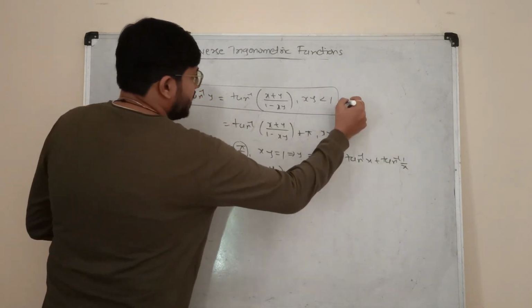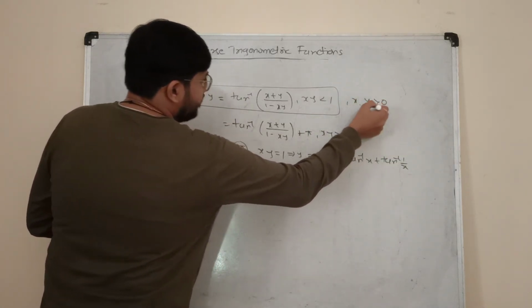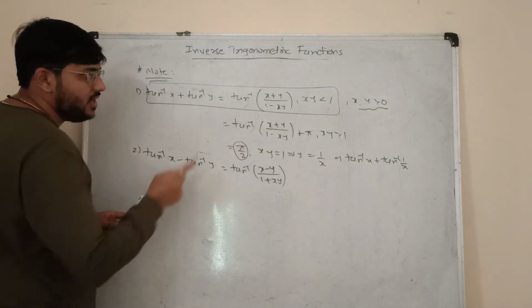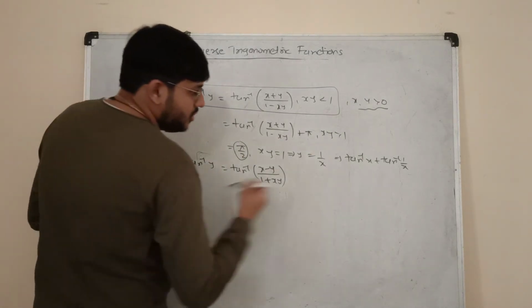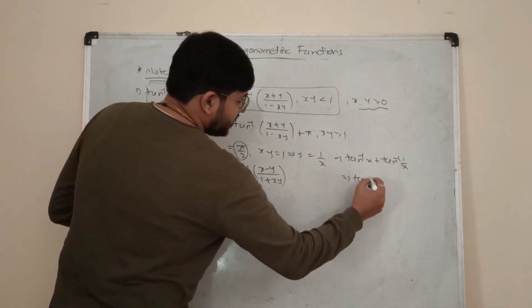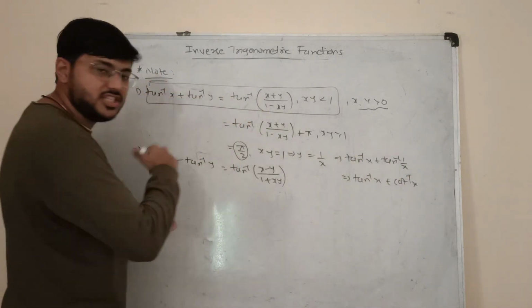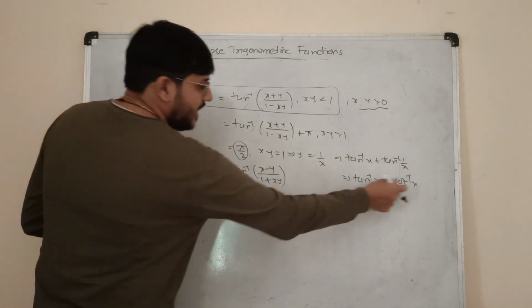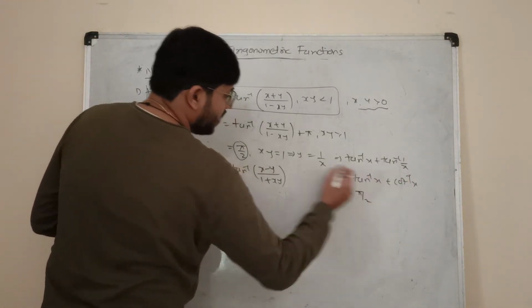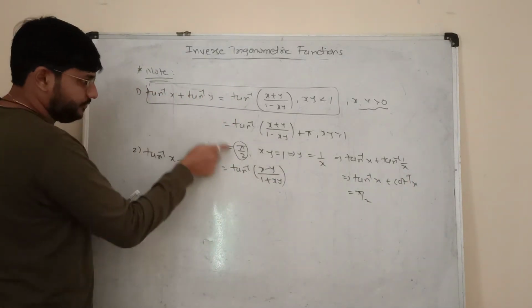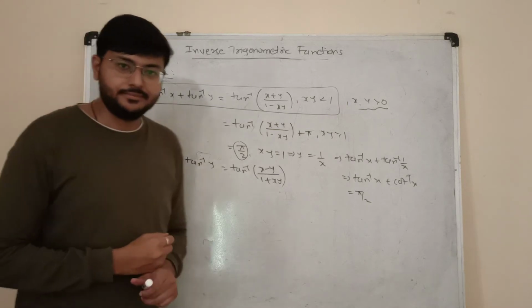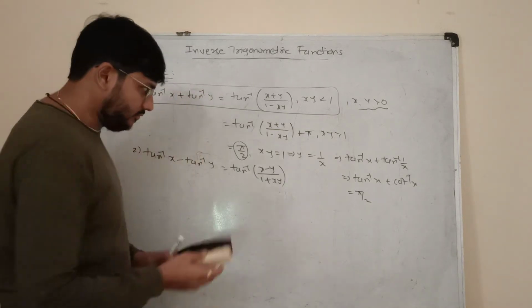I have to take the condition that x and y both are positive. If x and y both are positive, can I replace tan inverse x plus tan inverse 1 by x as tan inverse x plus cot inverse x? We just discussed the reciprocal value theorem, right? So now tan inverse x plus cot inverse x is equal to what? Pi by 2. This is the reason. Okay. Next.